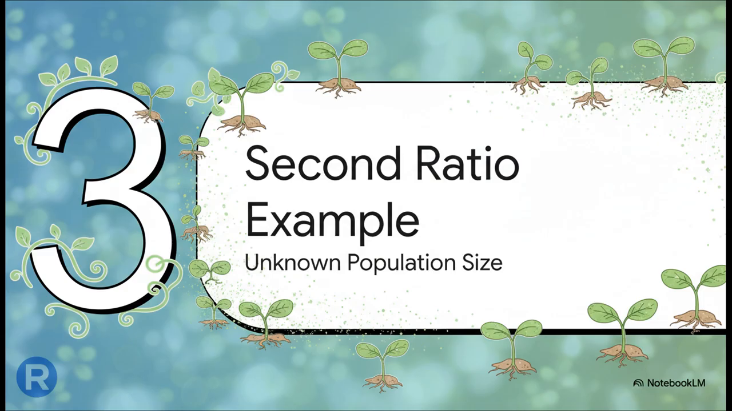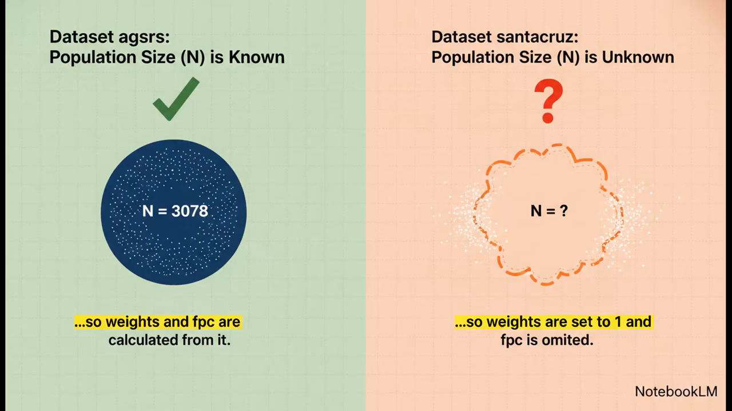Let's check it out with a new data set on Santa Cruz seedlings. So here's the big difference between the two scenarios. For the farm data, we knew N, the total number of farms. For the seedling data, the total number of trees in the population is a mystery. And that unknown N means we have to make a few small but really important tweaks to how we set up our survey design in R.